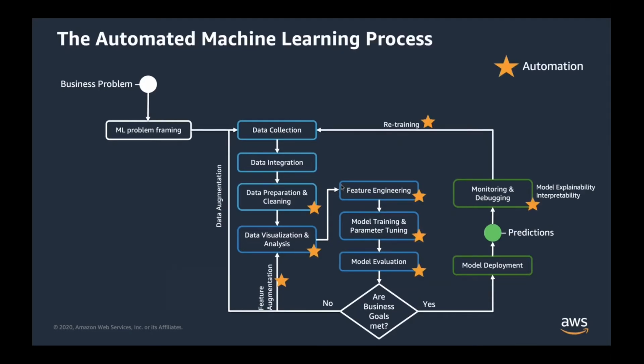Now, when it comes to AutoML, it takes care of a lot of that heavy lifting for you. Anything with a star here is what AutoML can help out with: anything from the data prep and cleaning, to the feature engineering, to the model evaluation, to the monitoring and debugging, seeing how well it's doing, and retraining. AutoML takes a lot of that heavy lifting for you and simplifies life a little bit.